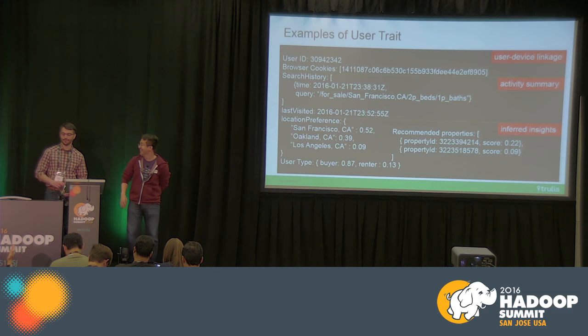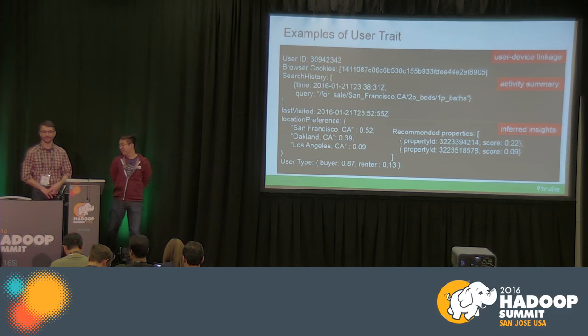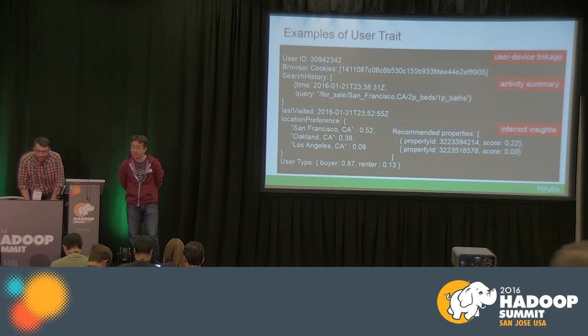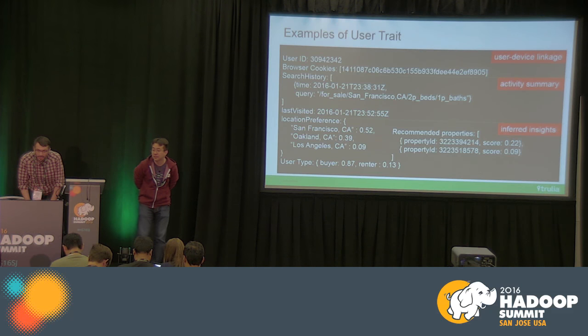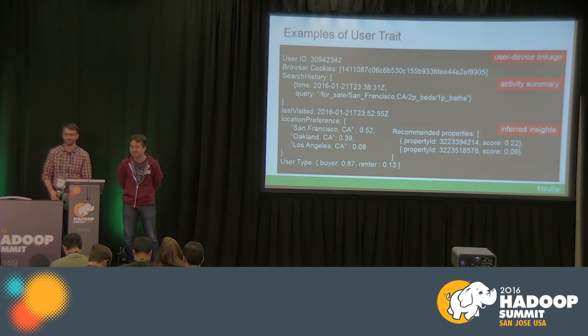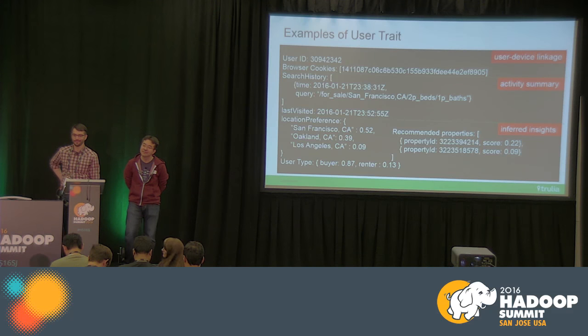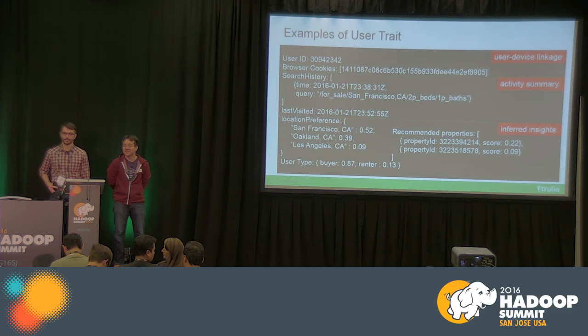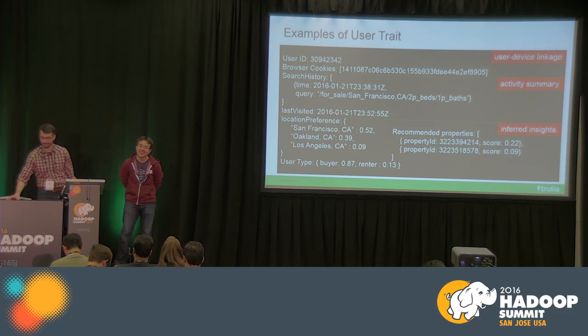We have 50 seconds. Yeah, right. Last one. On this user trait, I feel that the user type example, buyer and renter, you probably also want to differentiate property managers or agent types of users. So are you considering how to incrementally enhance the profile to reflect those?